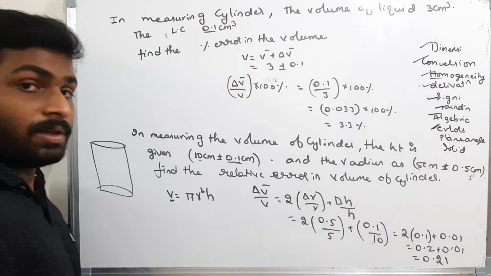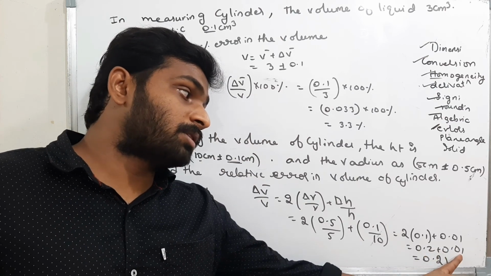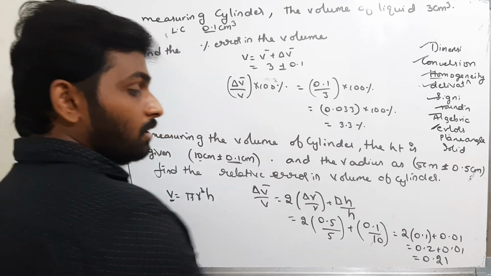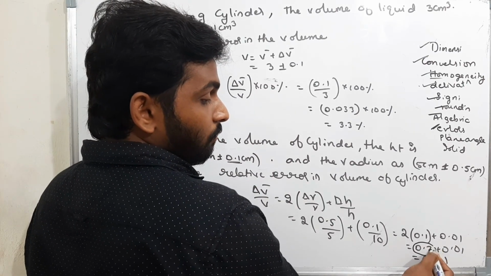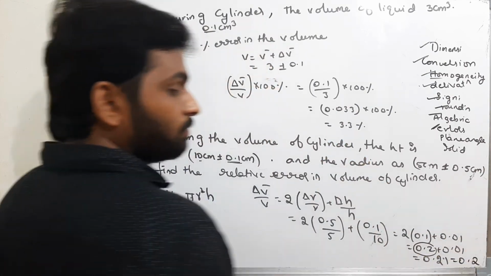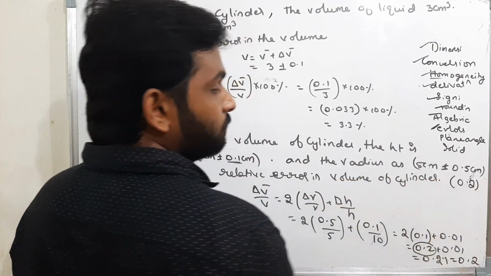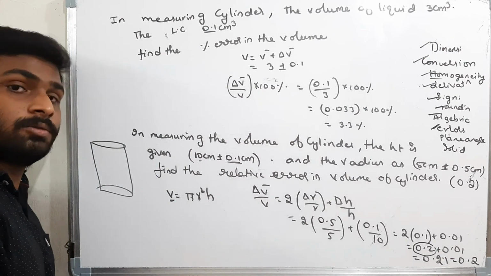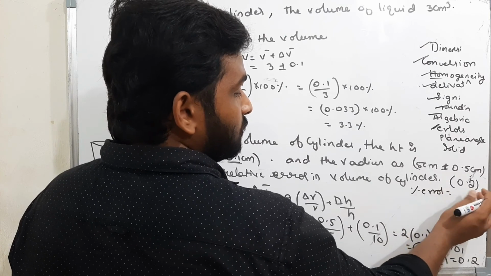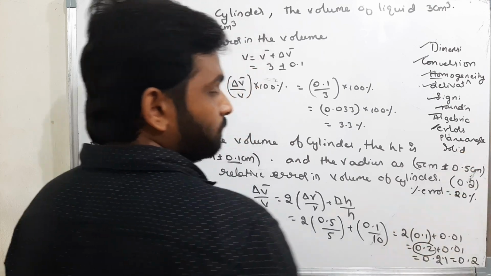The answer is 0.21. But here, what is the least number of digits? The number of decimal digits here is 1, and here it is 2. But the answer should have the least number of digits, so the answer should have only 1 digit. Therefore, the answer is 0.2. The relative error in the volume of the cylinder is 0.2. And if they want the percentage error, just multiply this with 100, and you will get 20%.